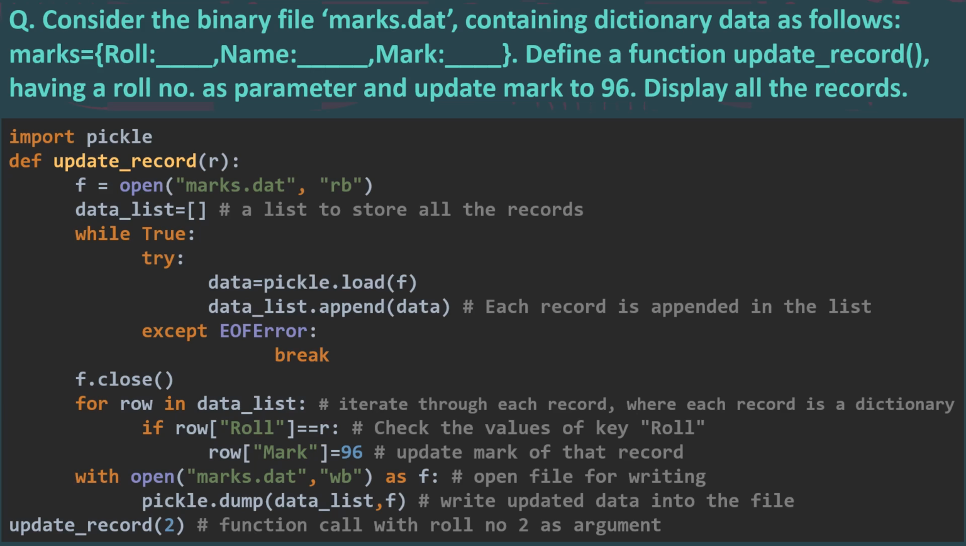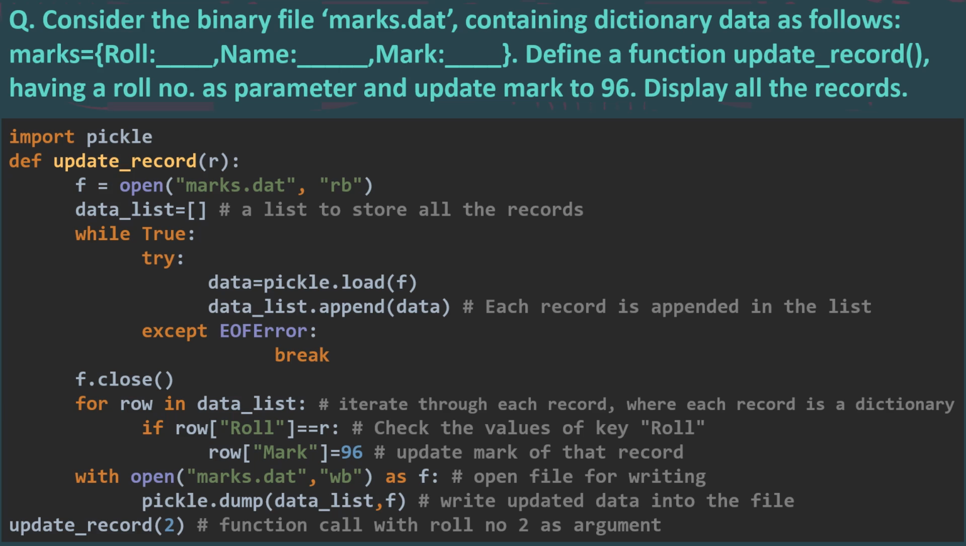Now we have to first of all import the pickle module. Then after that we have to define this function update_record. What we will do actually, we will first read the pickle file, that is marks.dat, and whatever data is there we will store it in a list, let's say data_list. Then after that we will search for this particular roll number which is passed as argument, and we will update the marks of that particular roll number to 96. Then after that we will just write this updated data object into the file. Okay, this is what we have to do.